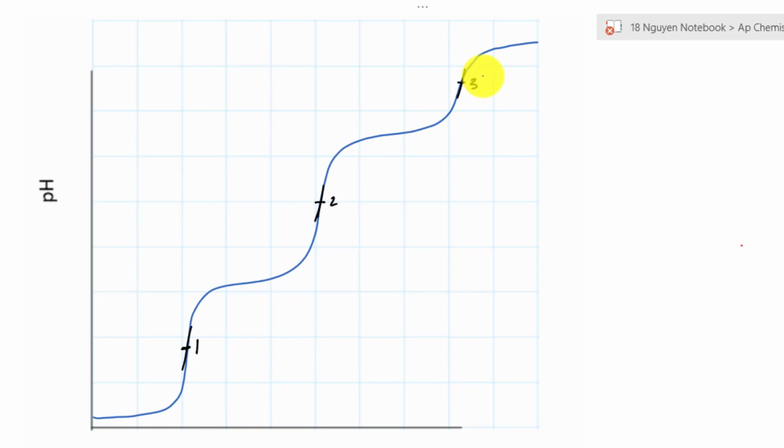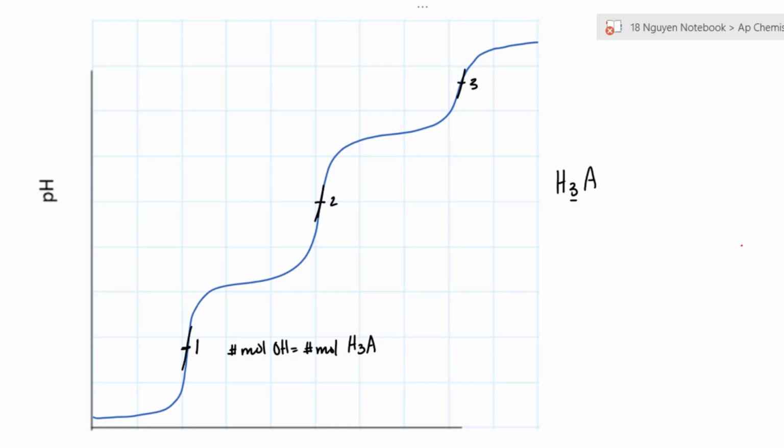What's so special about that? Each one of those represents 1 hydrogen. So I know right away that this particular acid is H3A. It has 3 hydrogens because of the 3 equivalence points. Now, what else do I know? At the first equivalence point, the number of moles of OH is equal to the number of moles of the acid, in this case H3A.